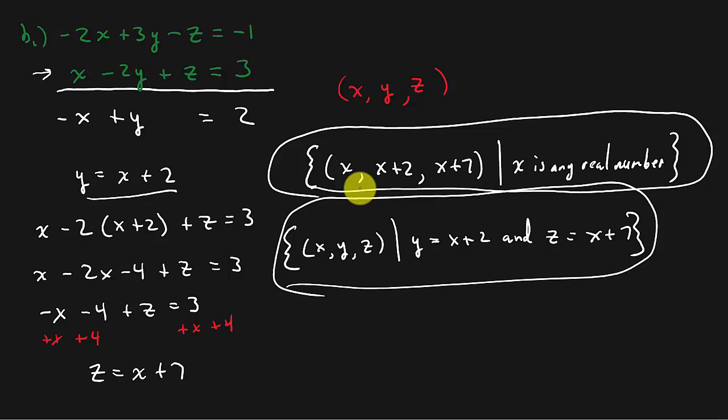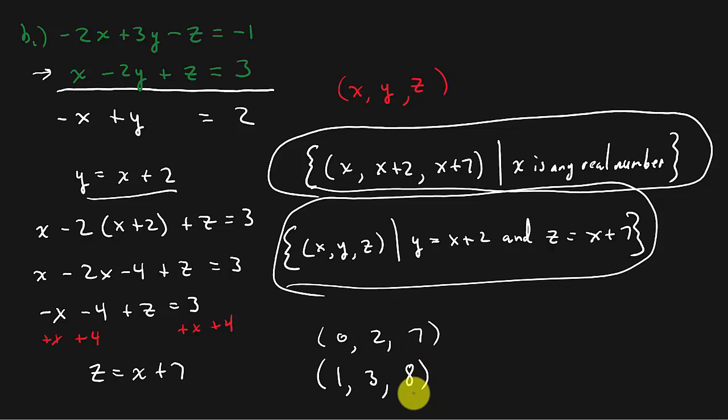Okay, so that's your solution. If you know what x is, so for instance, if x is 0, then a solution would be 0, 2, 7. See, I just plugged the 0 in for x. If x is 1, my solution would be 1, 3, 8. All right.